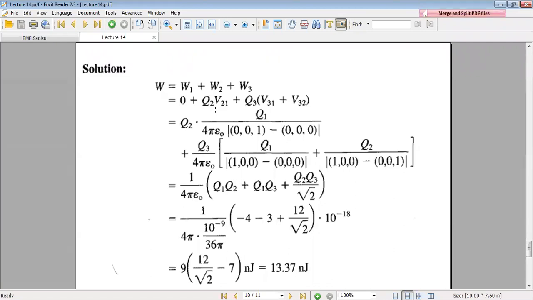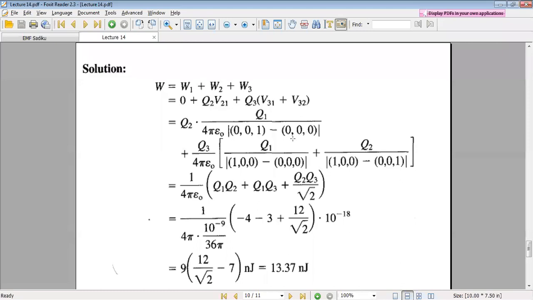And coming to the third charge, Q3 by 4 pi epsilon naught, and again V31. For V31 you have to take the charge Q1, and for V32 you have to take Q2. Here (1,0,0) is the position of the third charge, (0,0,0) is the position of the first charge, and (0,0,1) is the position of the second charge. So by doing the calculation, 1 by 4 pi epsilon naught, you take the differences of the positions.